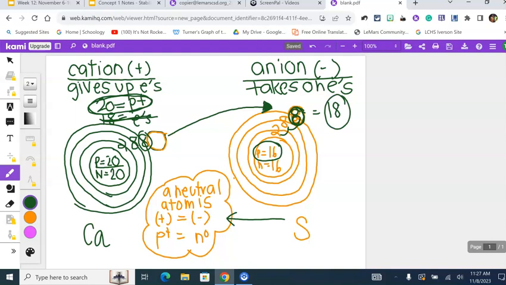So what is the overall charge of sulfur because it took on more electrons? It's negative. That is how you create cations and anions.